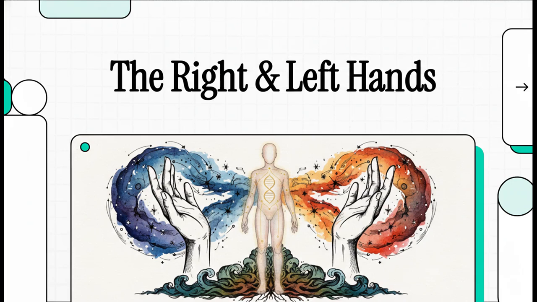Today, we are diving into something truly incredible. It's a text that lays out this perfectly symmetrical cosmic system, one that maps the entire universe right onto the human body. It's called The Right and Left Hands of the Lord, and honestly, it presents a vision of reality that is just so elegant and intricate. So let's jump in and see how it works.